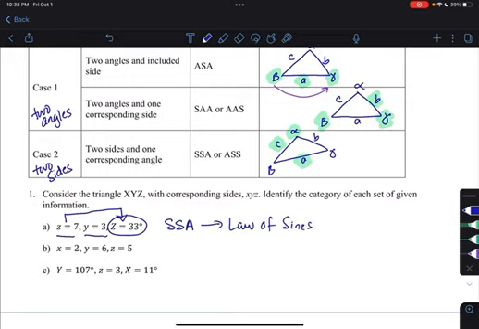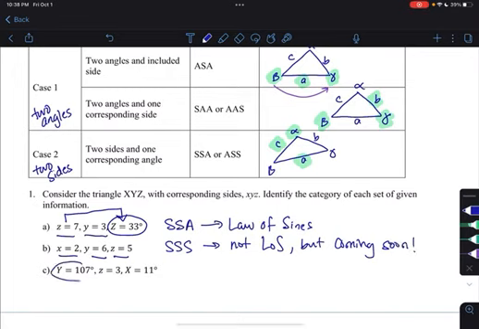Okay. The next one I see all three sides. This is an SSS type. Now, we didn't talk about that in the table above, but in this case, the SSS is not law of sines. So not law of sines, but coming soon.